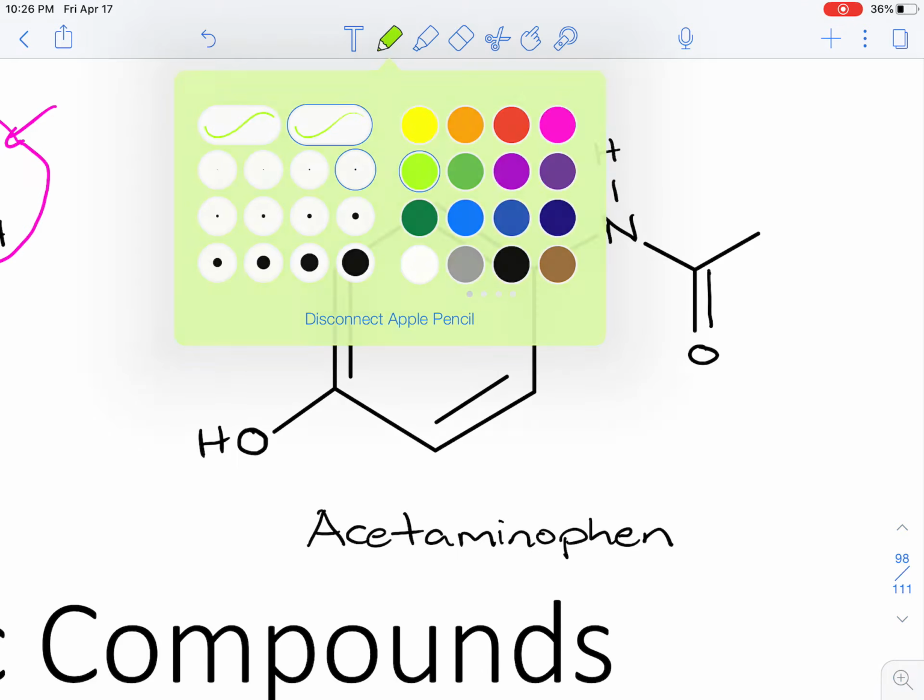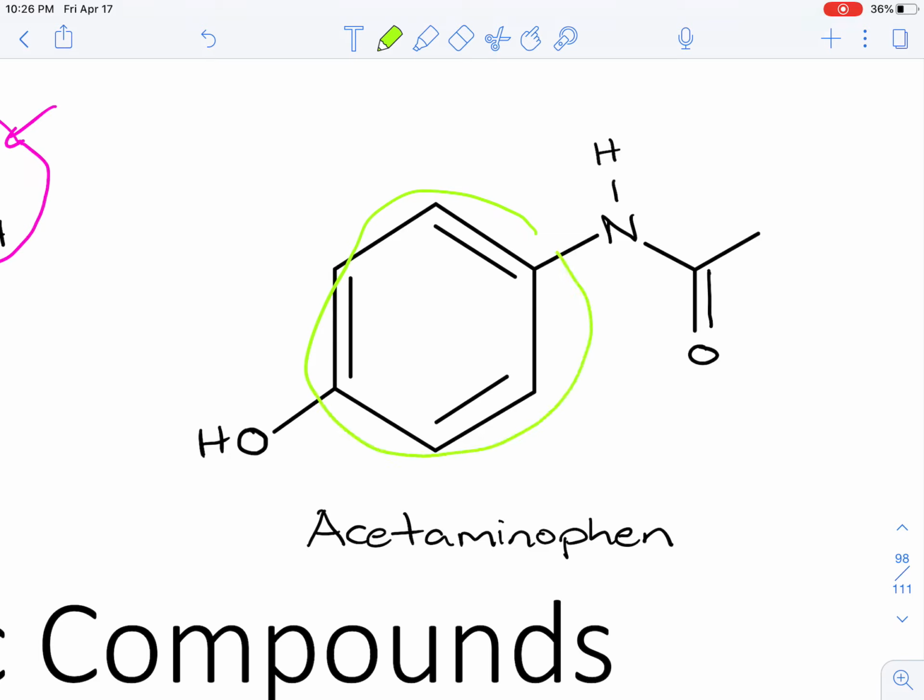And so once again, we have this benzene ring that's right in the middle. Then we have that alcohol group, that hydroxyl group, very similar to vanillin. Here we have an amide. And this is a functional group that we're going to discuss later on.